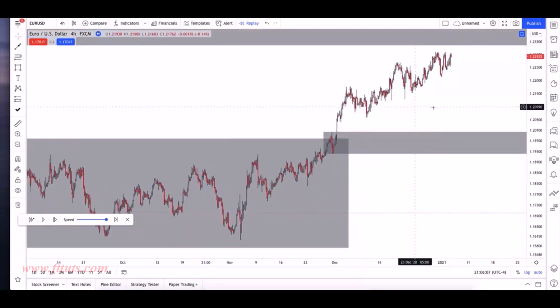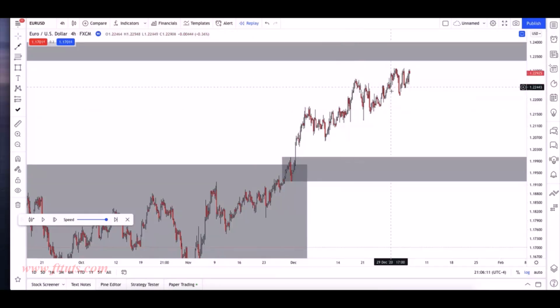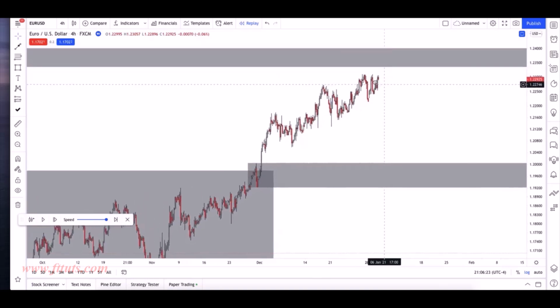Notice something here. As price is approaching this zone, it's starting to weaken. Notice how the move isn't impulsive anymore. It's very weak as it approaches this zone. This is a good sign, right?